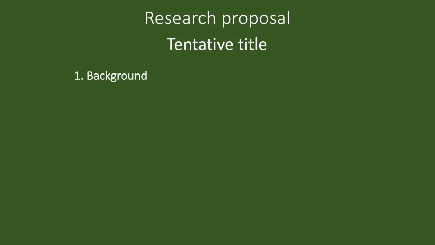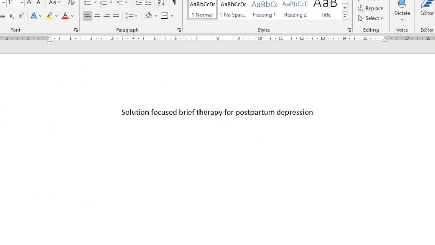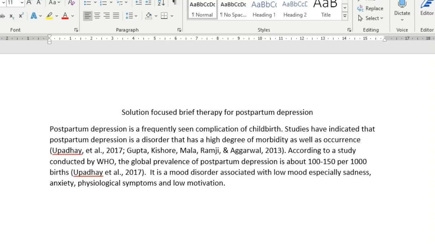For that, I have to search more about solution-focused brief therapy, the independent variable, and postpartum depression, the dependent variable. For that, I created some keywords. One keyword is postpartum depression itself. I thought I would start with my dependent variable. I searched for maximum information about postpartum depression and started writing about it.